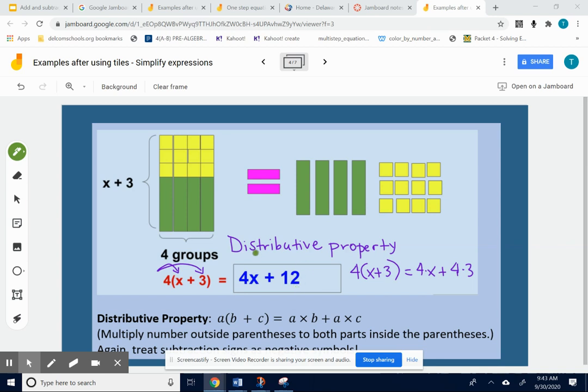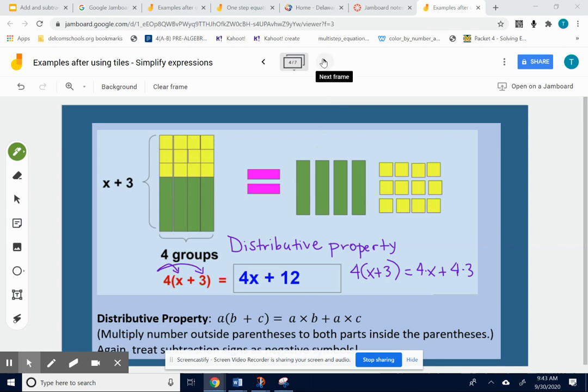The big idea of the distributive property is that the number out front, that 4, is actually just multiplied to the pieces inside. So 4 times x is 4x. 4 times positive 3 is a positive 12. So for the distributive property, just multiply the outside number to both things inside the parentheses. And just like we did before, treat subtraction signs as negative symbols.